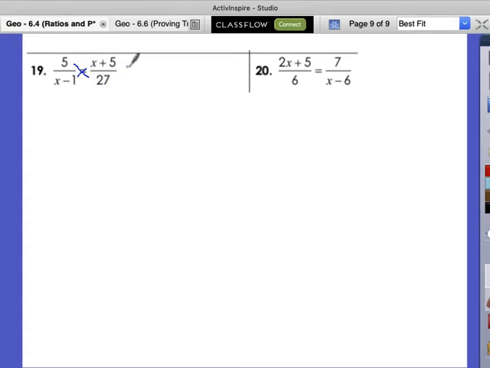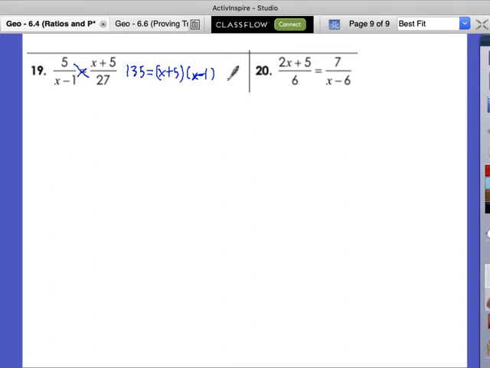So what's going to happen here is we cross multiply because we have two fractions equal. We're going to have 5 times 27, and we're going to say that's 135. And then we're going to have here x plus 5 times the quantity of x minus 1.